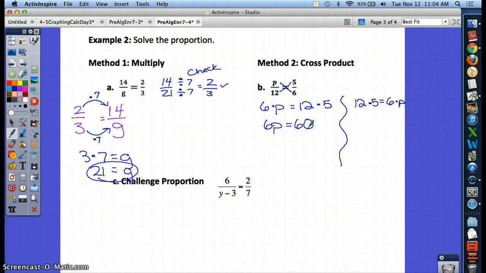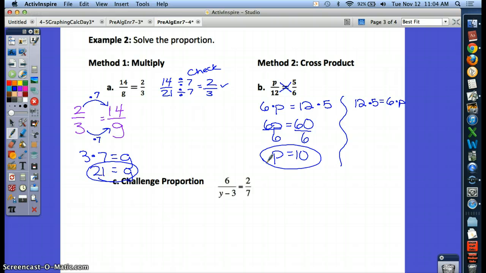Finish solving. How do I get P by itself? Divide by 6 on both sides, and I can find that P is 10. So two methods to solve proportions: cross products, or figure out what you multiplied by.